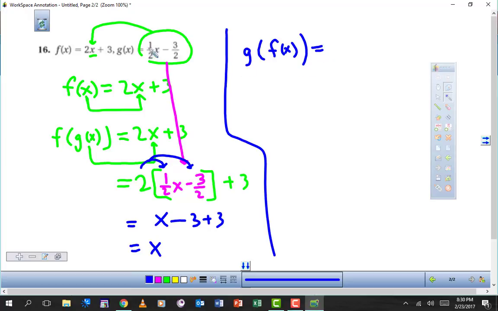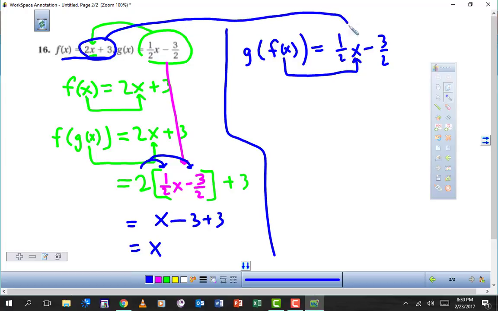Now, again, what is g of x? Well, that's 1/2 x minus 3/2. And so whatever's here goes in over here. Well, in this case, f of x is right here. F of x is equal to this. So what we're going to do is shove that in right here. So in this case, we get 1/2 times something right here. And then we're going to subtract 3/2. Well, the thing that's going in again is this 2x plus 3. So we're going to put a 2x plus 3.